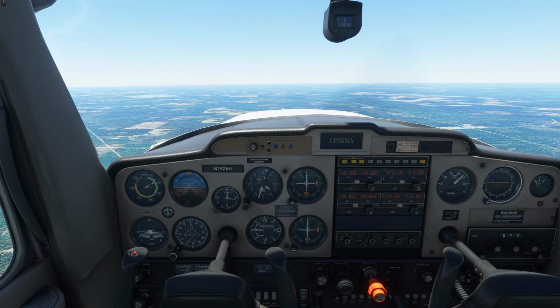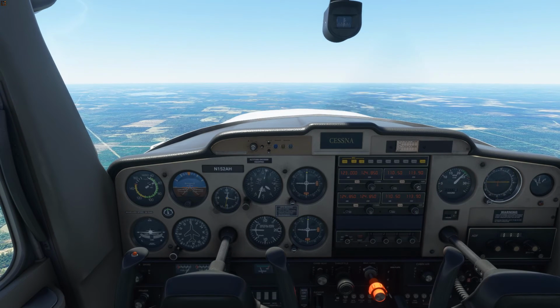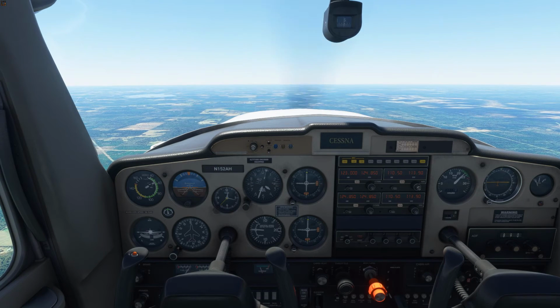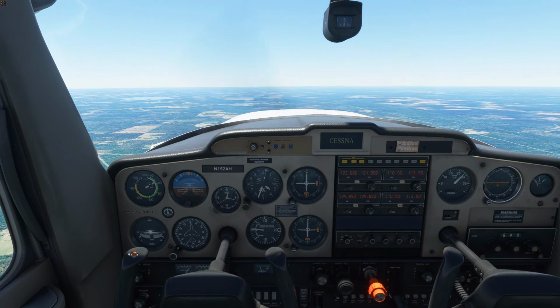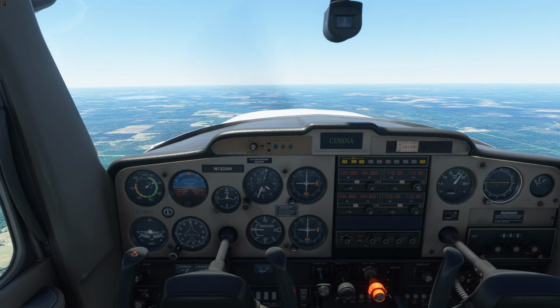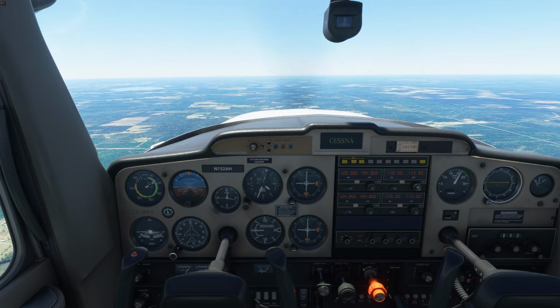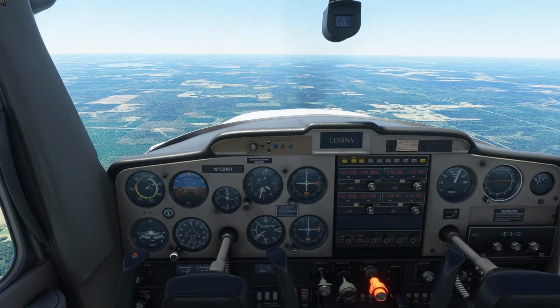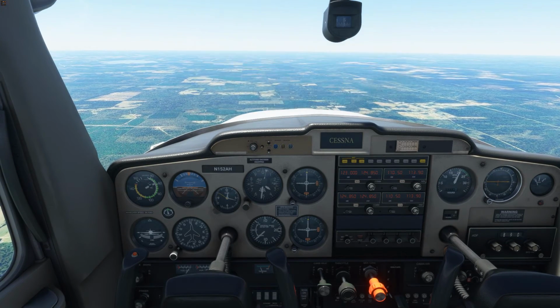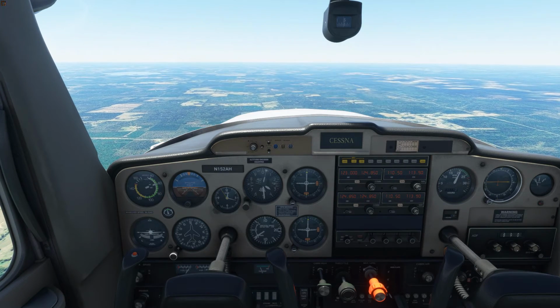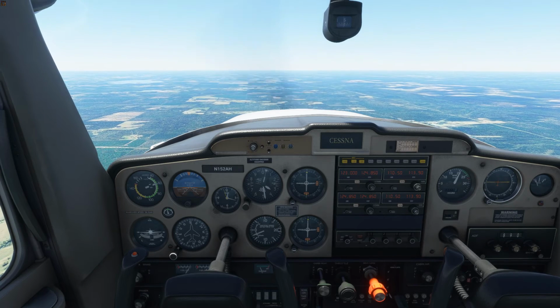Alright, so let's try some descents and see how the airplane feels doing a descent with this configuration and this airspeed. We're going to be going below the green arc, so I'm going to throw the carburetor heat on, and then I'll bring it back to about 2,000 RPMs. Just like a normal descent, I want to hold my airspeed with my pitch, and then the power is going to control my descent rate.